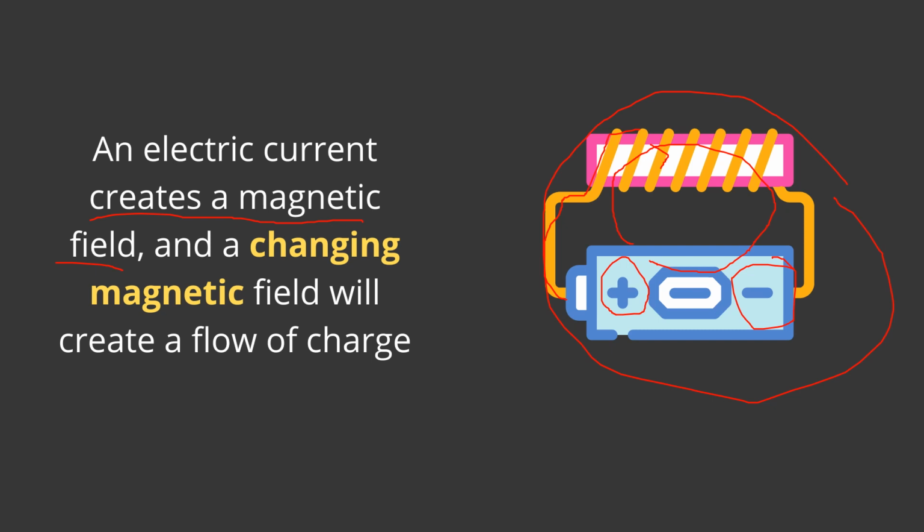Another important thing, which we'll talk about more in the next video that will follow this one, is that a change in magnetic field will create a flow of charge, meaning it will create current. The important thing is a change in magnetic field. If the magnetic field is not changing, there will be no flow of charge, meaning there will be no current. Stay with me if this is a bit confusing. It's just important: an electric current, if it flows through a wire, creates a magnetic field, and a change in magnetic field will in turn create a flow of charge, right?